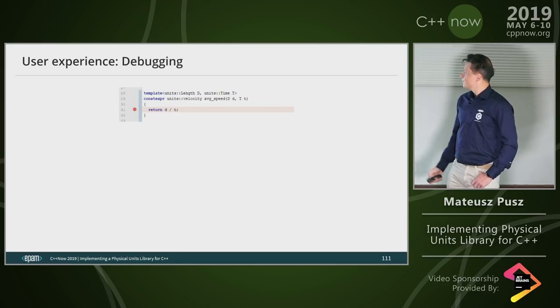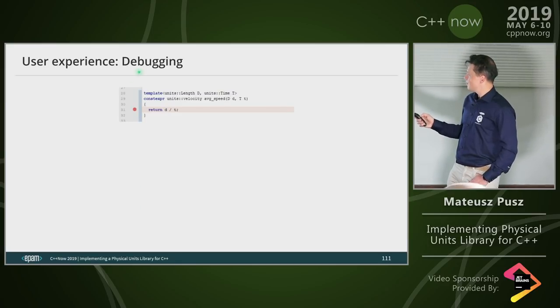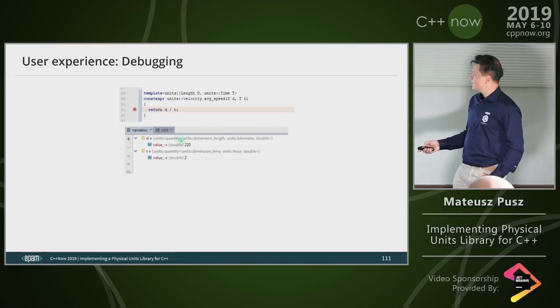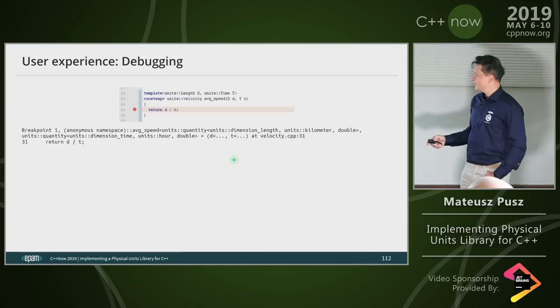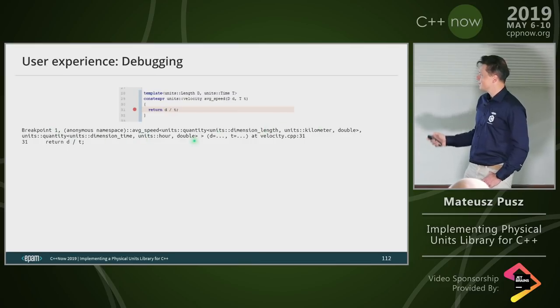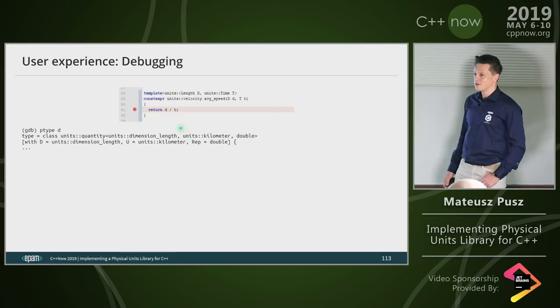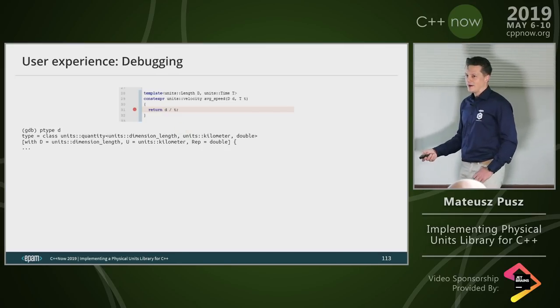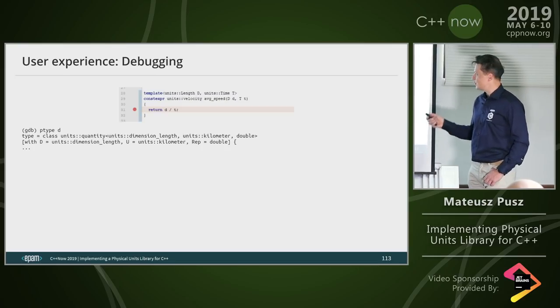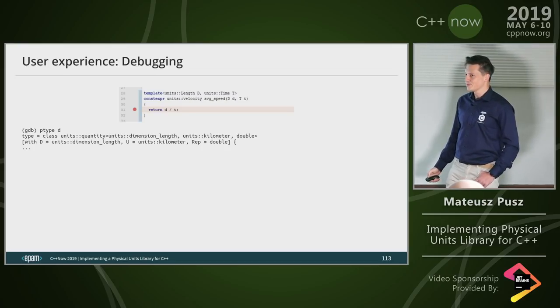Talking about the debugging. This is again a breakpoint in the same function. This is what the debugger says. Quantity, dimension length, kilometer, double. Quantity, dimension time, hour, double. So we know the types here already. Breakpoint in GDB, it's obvious, yes? Quantity, dimension length, kilometer, double, quantity, time, hour, double. P-type, also really shortened and simple. This upcasting facility really proves itself here. It's a pain to write every time, but it provides a lot of good stuff for the user.